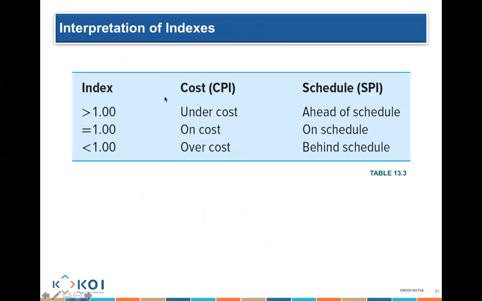So as I said, when the CPI is over 1, that means I am under cost and ahead of schedule, because for every dollar, I'm doing more work than I'm expected to. If I am on cost and on schedule, it equals 1. Under 1 means for every dollar I spend, I'm delivering less than $1 worth of work. That's what I call over cost, and that's what I call behind schedule.